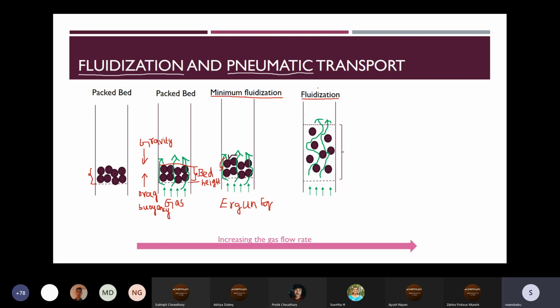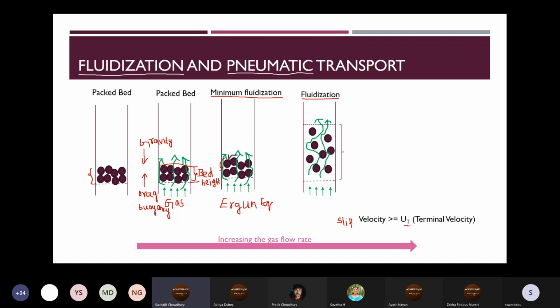But I want you to understand the difference between packed bed, fluidization, minimum fluidization condition, and pneumatic transport. When the slip velocity or relative velocity is greater than the terminal velocity. What is terminal velocity? The minimum velocity of gas at which fluidization starts, that is called terminal velocity.